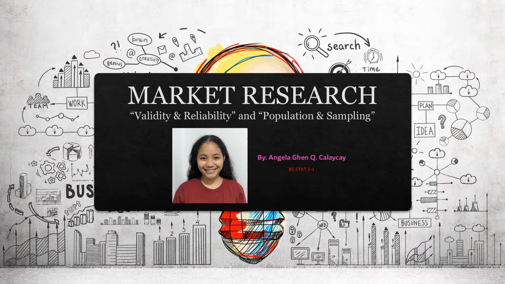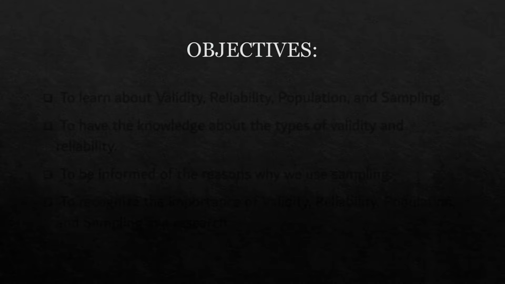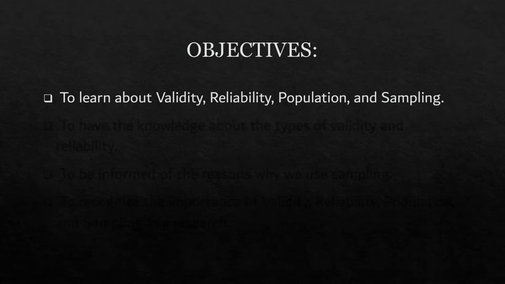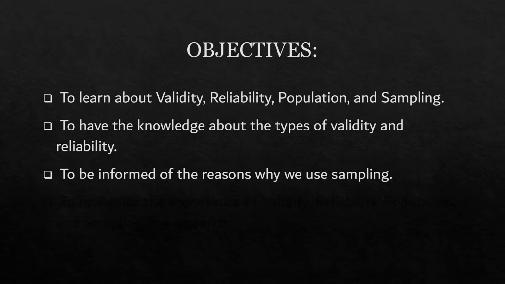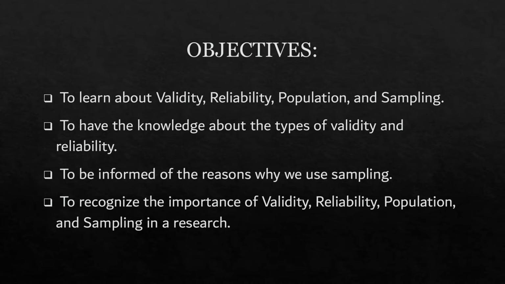In this video, we will be talking about validity, reliability, population, and sampling. In this lesson, we will be able to learn about validity, reliability, population, and sampling, to have the knowledge about the types of validity and reliability, to be informed of the reasons why we use sampling, and to recognize the importance of validity, reliability, population, and sampling in a research. You might want to write some important notes as we go on through this video.